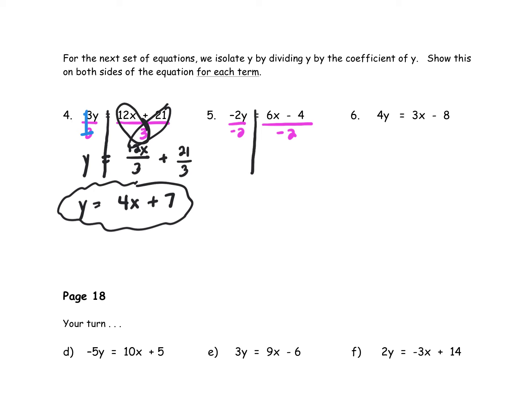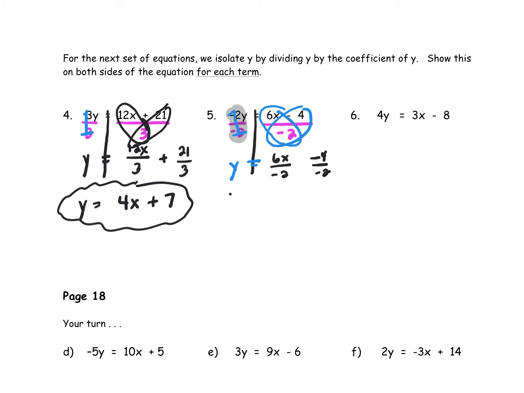So negative divided by a negative is a +1, and I have y equals. So now 6x divided by -2. I'm just going to go ahead and write this like 6x divided by -2. But I'm also going to look at my -4, kind of like a -4. So I'm going to write that as -4 divided by -2. And whatever answer I get, I'm going to use that integer sign as my operation sign.